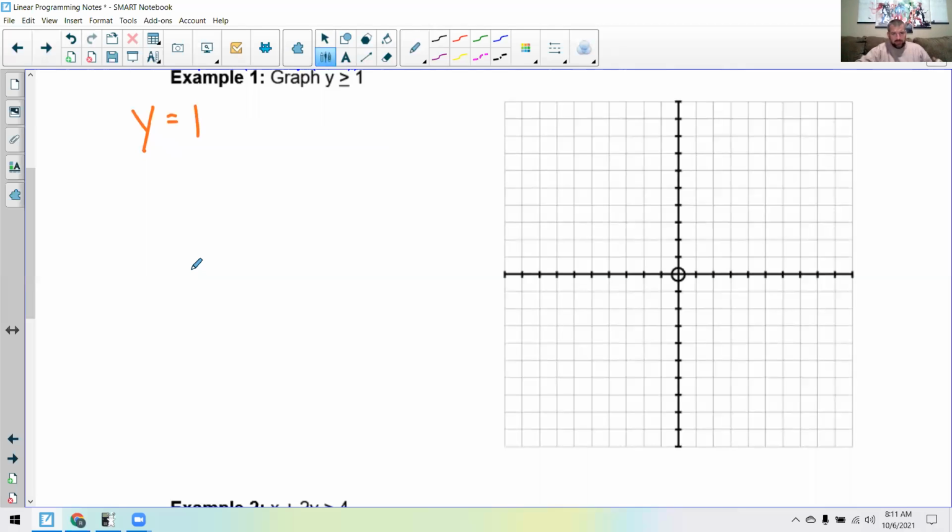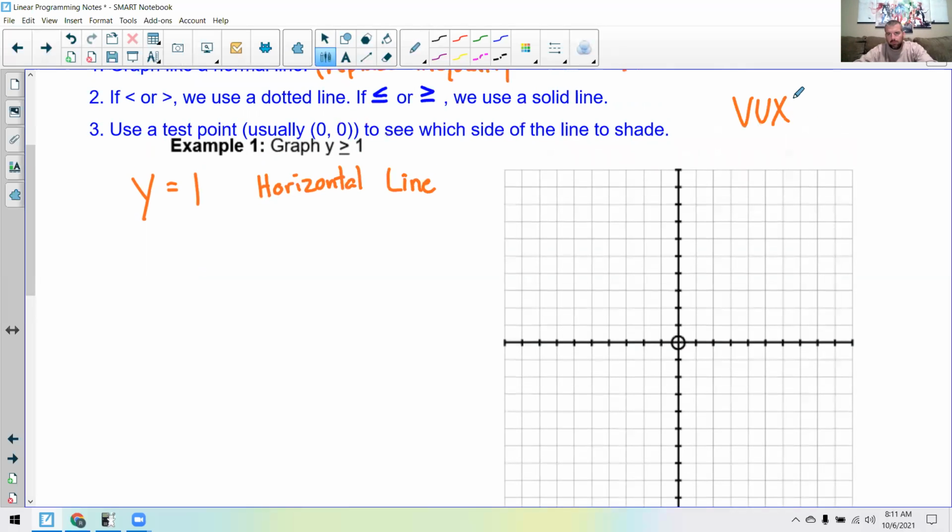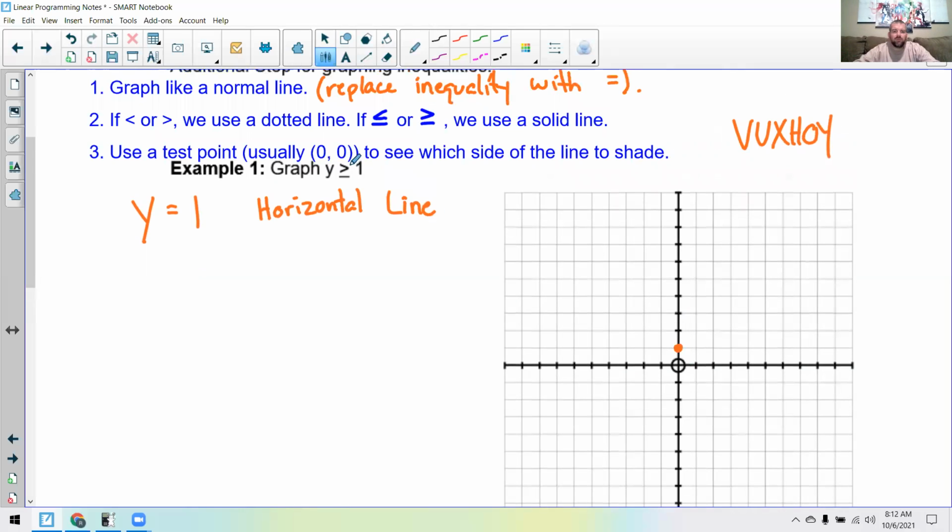So if you remember from 2 classes ago, y equals something is going to be a horizontal line. All right, so I'm going to graph a horizontal line at y equals 1. Here's y equals 1 right there. Now, since it's greater than or equal to, and not just greater than, we're going to use a solid line. So I'm going to graph a solid line at y equals 1.